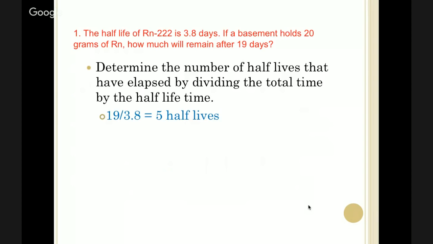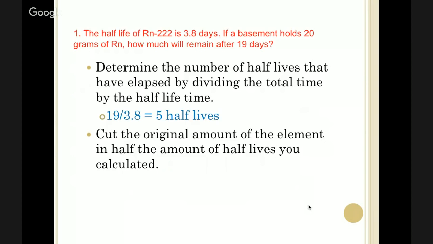So now that I know there's 5 half-lives, I can half my amount 5 times, right? So we started at 20 grams, we're going to cut that in half 5 times. And so my final is 0.625 grams. Again, divide times, half amounts.